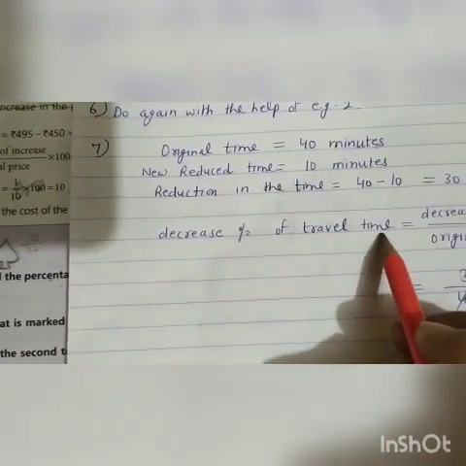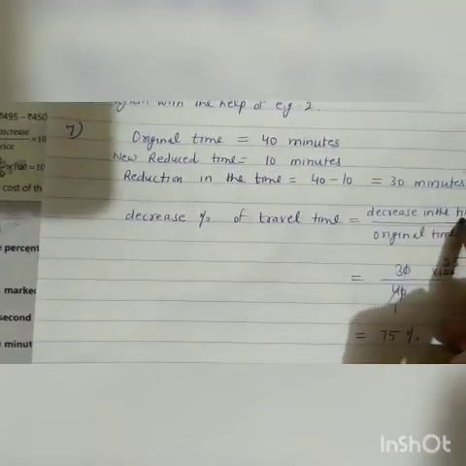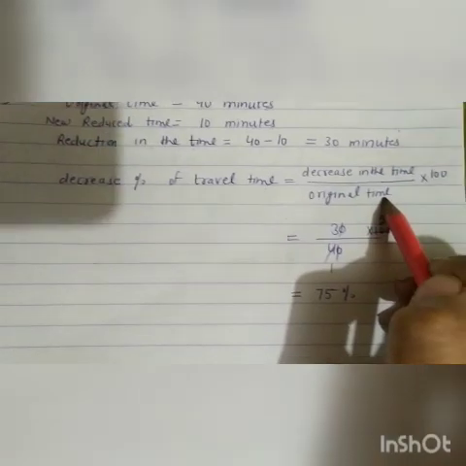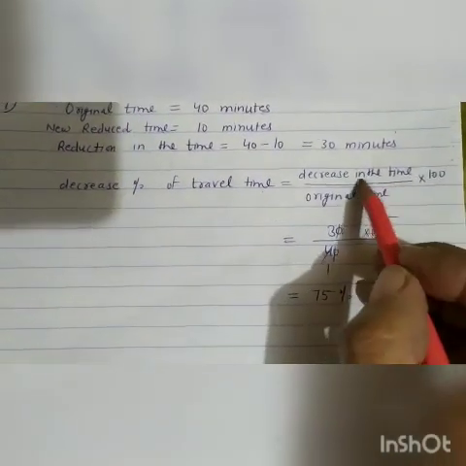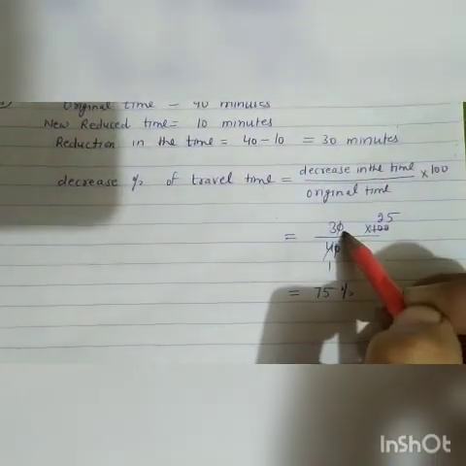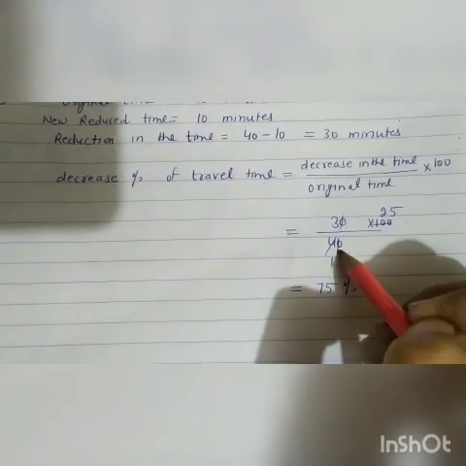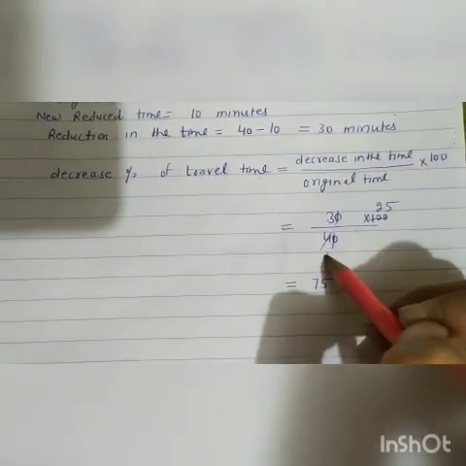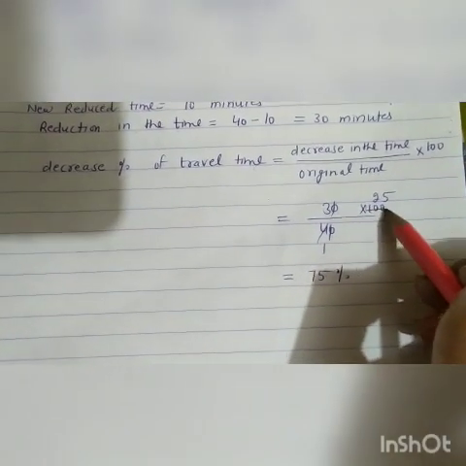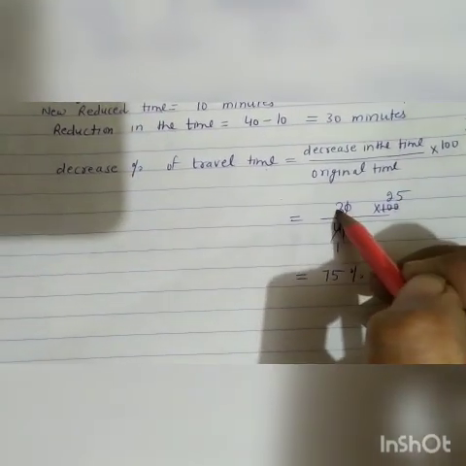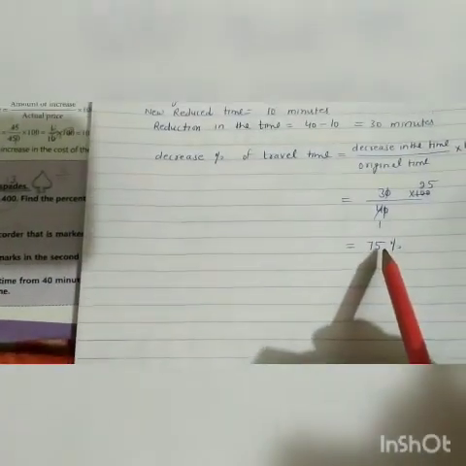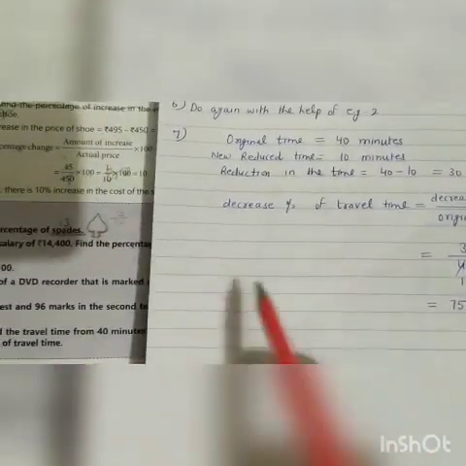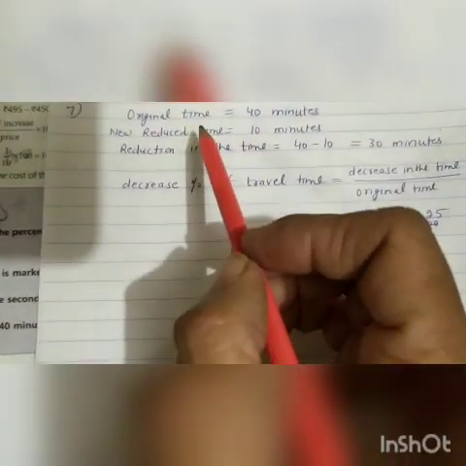Decrease percentage of travel time will be decrease in the time upon original time into 100. So decrease in the time is 30 minutes. Original time is 40 minutes into 100. 0 cancel. 4 1s are 4, 4 2s are 8, 2 remainder, 4 5s are 20. So 25 3s are 75. What is the decrease percentage of travel time? It is 75%. In the same way you will do 5th and 6th.